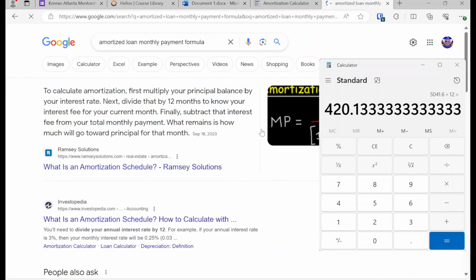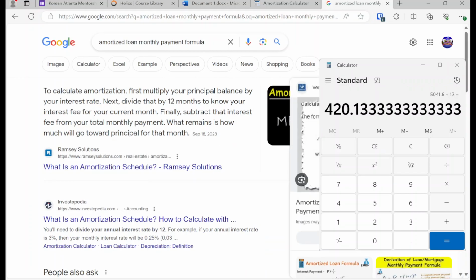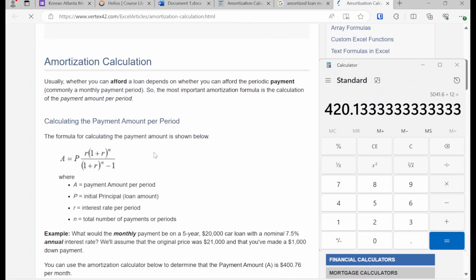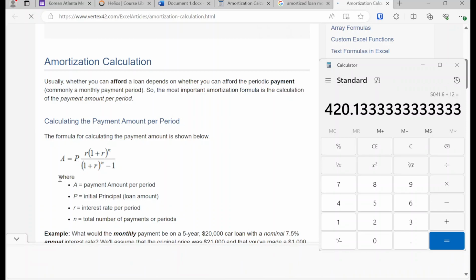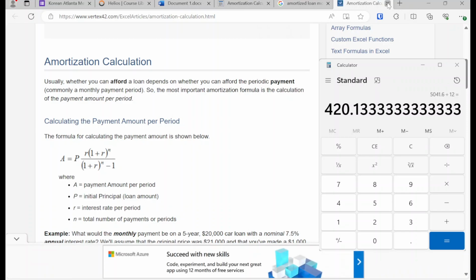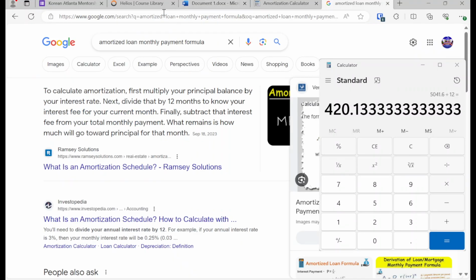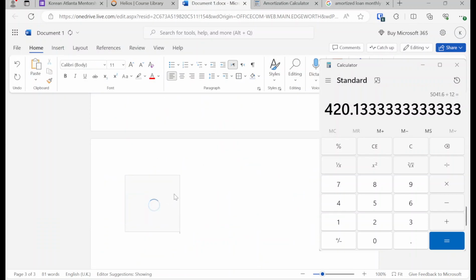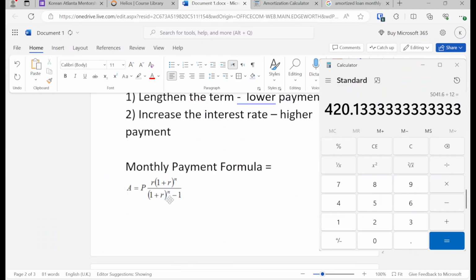And as you can see here, they've got some pretty intense math equations. Let's see if I can just copy and paste the image. So is this an image? All right, let's go ahead and copy the image, and then I'm just going to paste it here, right? But as you can see, it's a very complicated formula. P is principal, I think R is the rate, and N is the number of payments. And then that'll tell you your monthly payment, right?